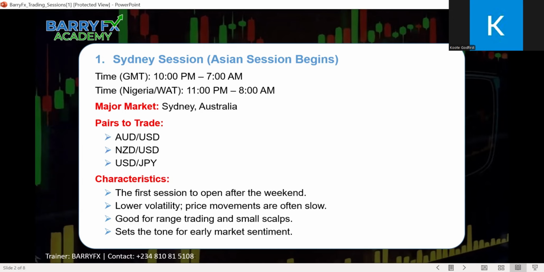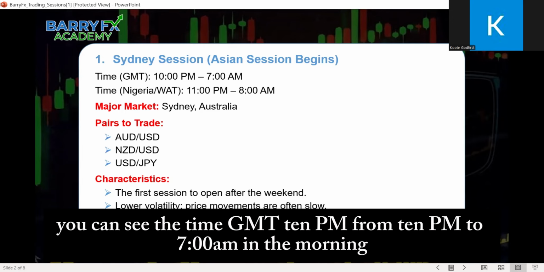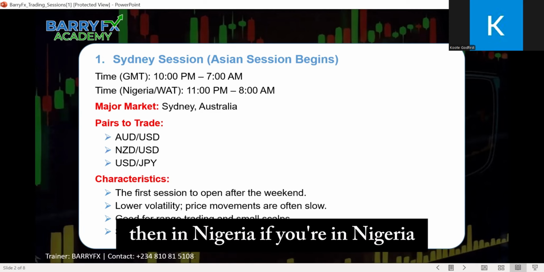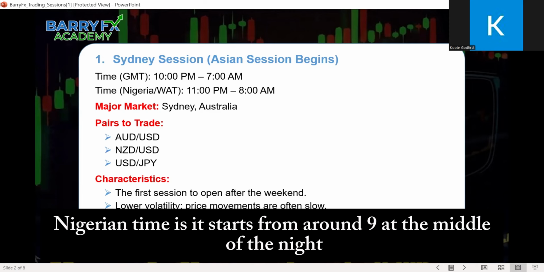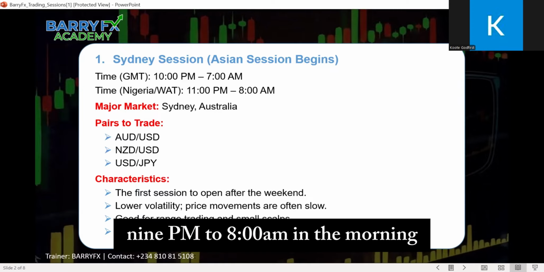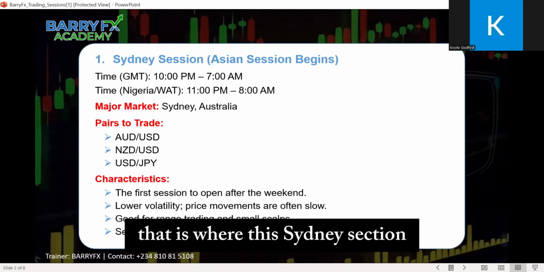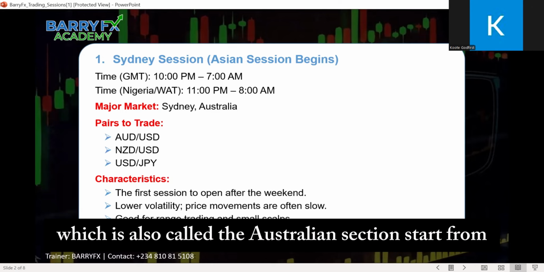Asian section. You can see the timing here. You can see the time: GMT 10 p.m. to 7 a.m. in the morning. Then in Nigeria, Nigerian time, it starts from around 9 at the middle of the night, 9 p.m. to 8 a.m. in the morning. That is where this Sydney section, which is also called the Australian section, starts from.